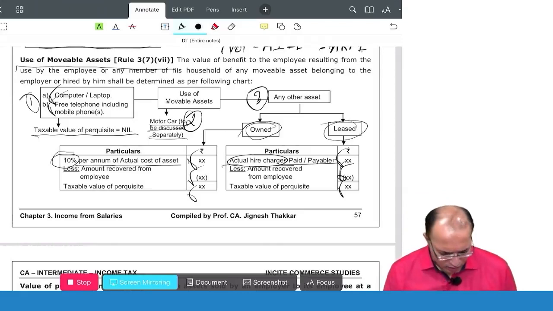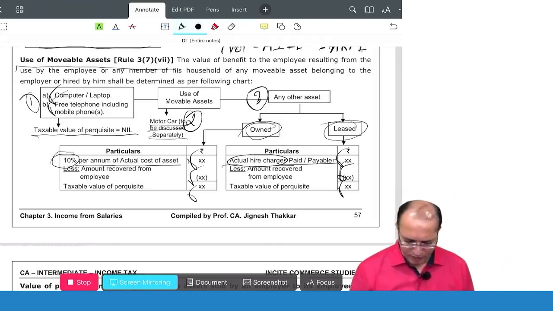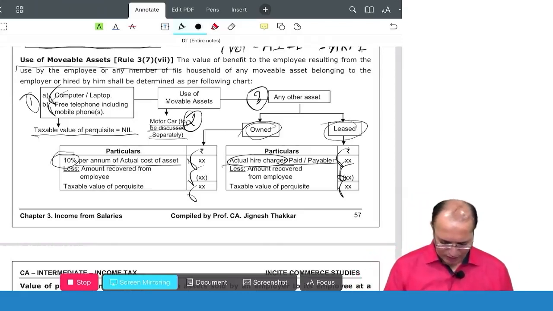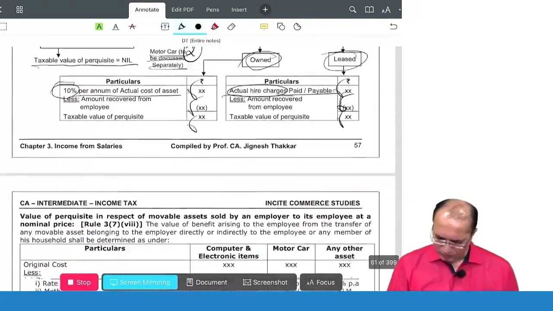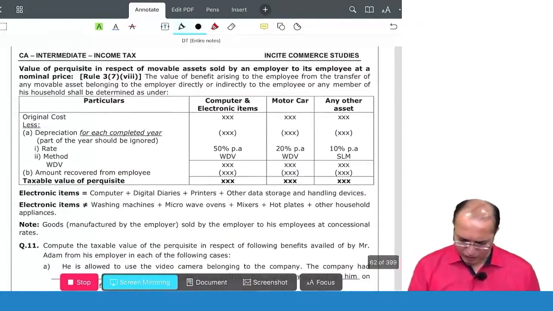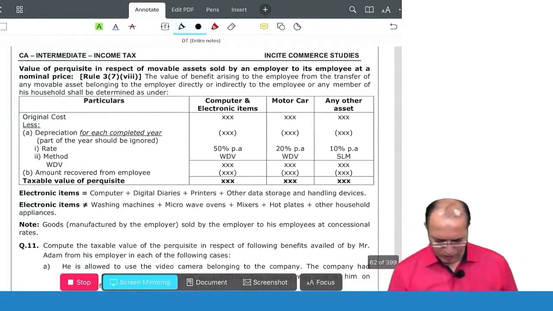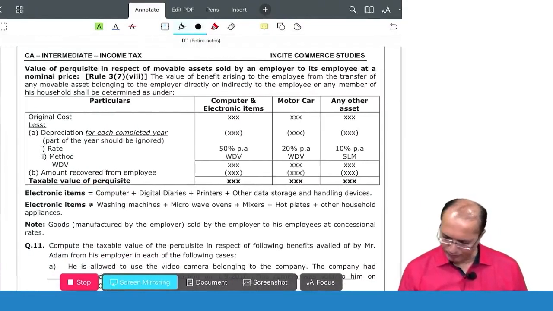Today, it's already around 8 o'clock. We have done only 2 points in a span of 1 hour. But I am very much sure that both the points would be very much clear to you.